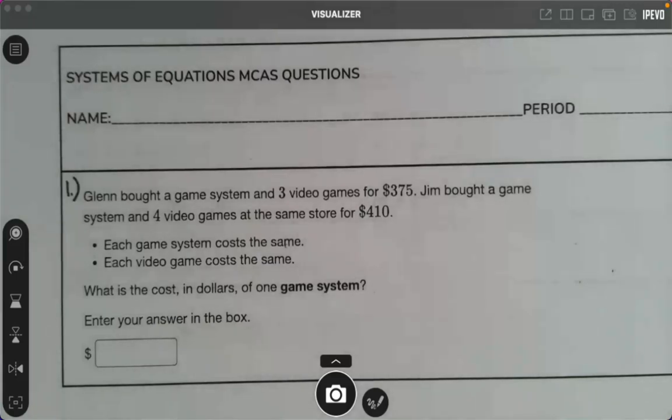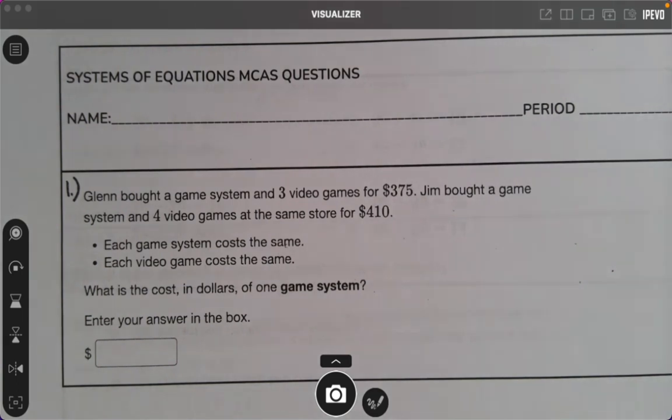All right, so I know these systems of equations MCAS questions are a little difficult, so I made this video to go along with it. Hopefully you're either watching this video after you've done the questions or as you're doing the questions, maybe you're going along with the video. So I might say pause the video here and there if you are going along with the video.